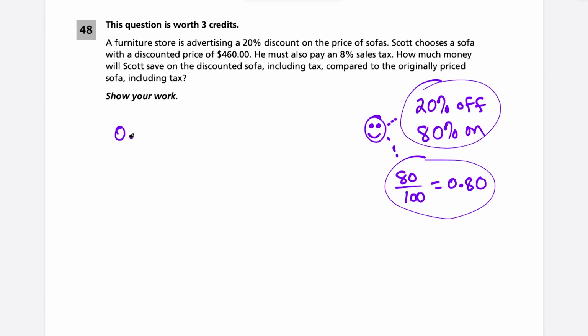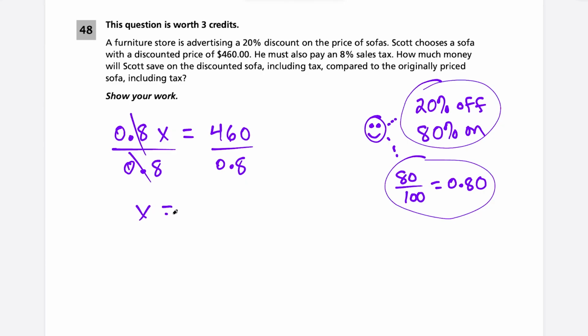So we could say 0.8 times X, and this represents 80% of the original price, and 80% of the original price works out to the discounted price of 460. Okay, so this is just a nice way of setting up the equation. So from here, if we want to solve for the original price of the sofa, we're going to divide both sides of this equation by 0.8. And this we could just type into a calculator. And that's going to tell us that X is equal to 575. And I'll make this a little bit neater. We have X is equal to 575.